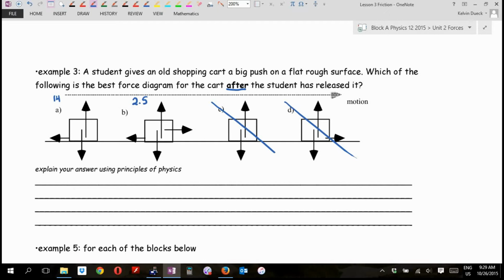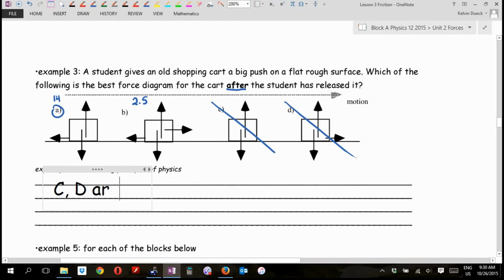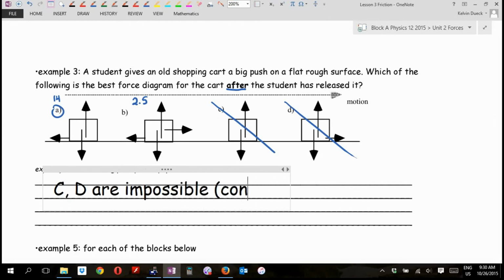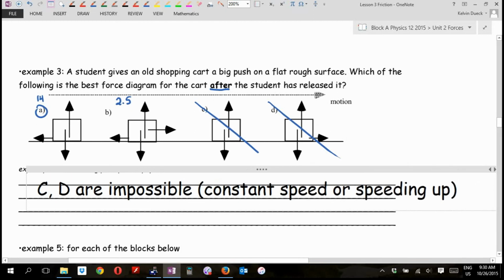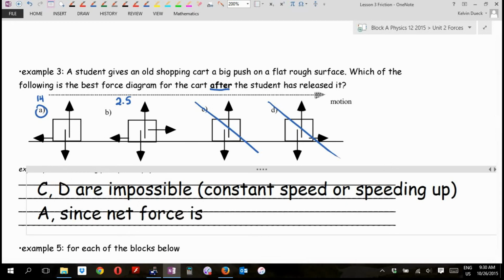This is just like last class when we threw something straight up and some of you said, well, it's on its way up. Shouldn't there be a force pointing up? No. All the forces are pointing down because it is slowing down. It says, explain your answer using principles of physics. C and D are impossible: constant speed or speeding up. A, since net force is slowing down. Can't spell decelerating properly.